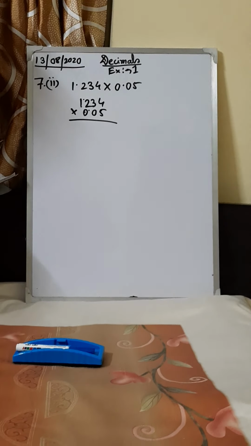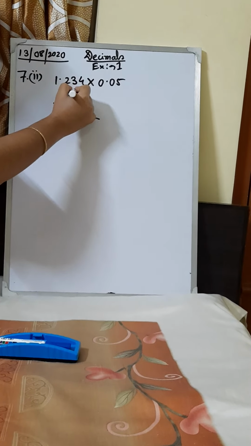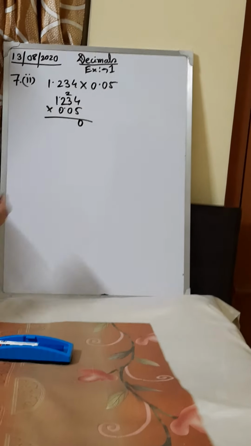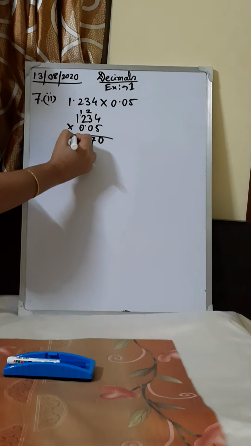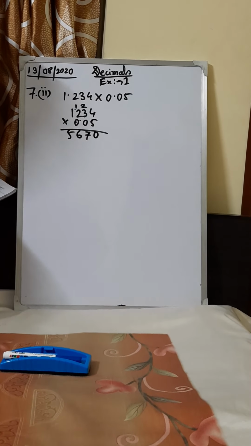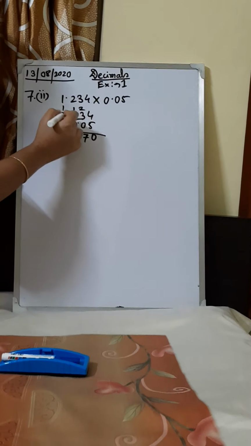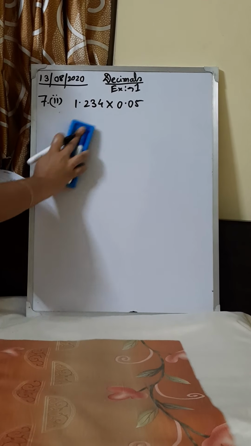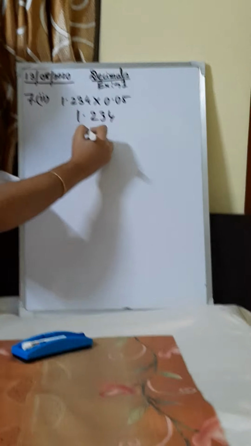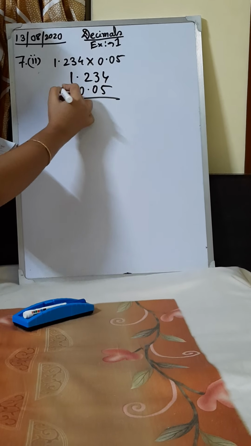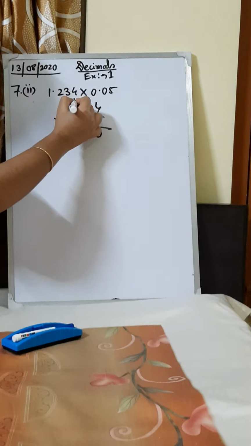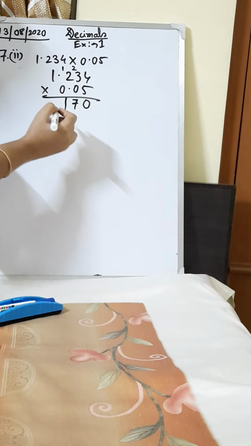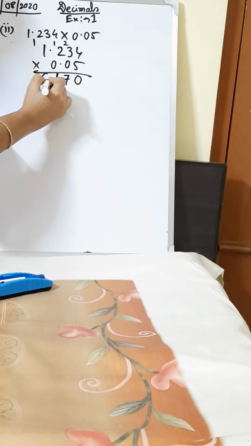Again I solve it: 1.234 times 0.05. 5 4s are 20, 2 carry. 5 3s are 15, plus 2 is 17, 1 carry. 5 2s are 10, 11, and 1 carry. 5 1s are 5, plus 1 is 6, right?